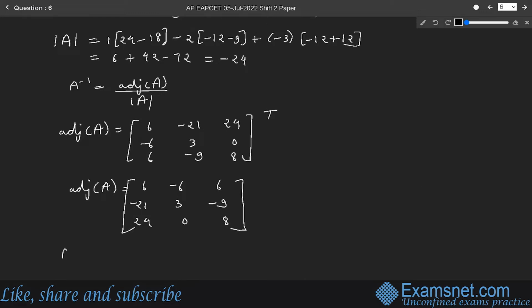We have to calculate A inverse. So A inverse will be adjoint of A divided by modulus of A. Modulus of A is minus 24, so it will be minus 1 upon 24 into the matrix [6, -6, 6; -21, 3, -9; 24, 0, 8].